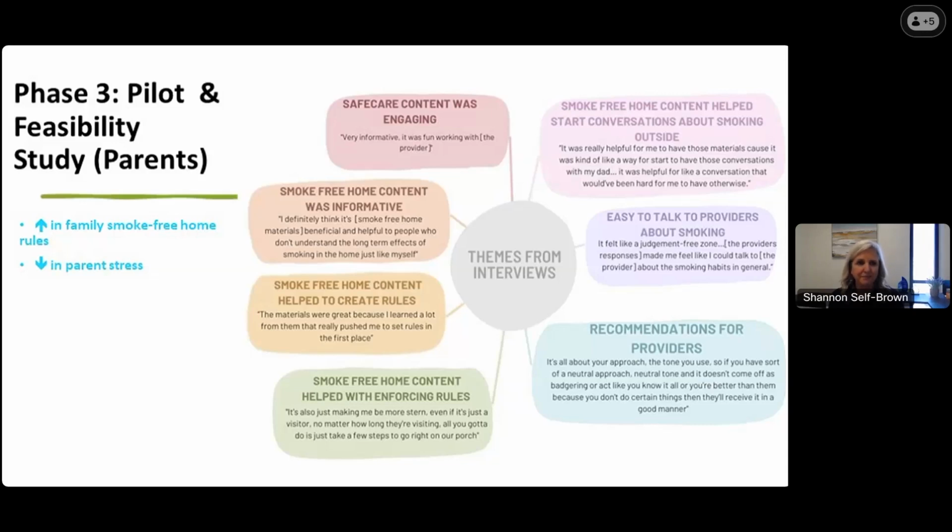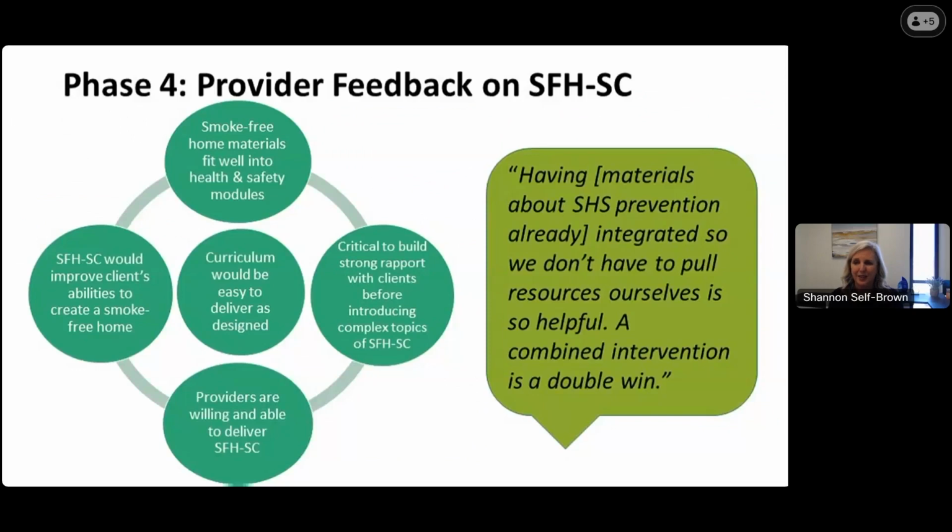Next slide. So we then took that curriculum and disseminated it to our Safe Care providers, 10 of them who are working in ongoing implementations. We had them look at the materials for 2 weeks, and then we did a qualitative interview with them to get their feedback on the materials, suggestions, and thoughts.